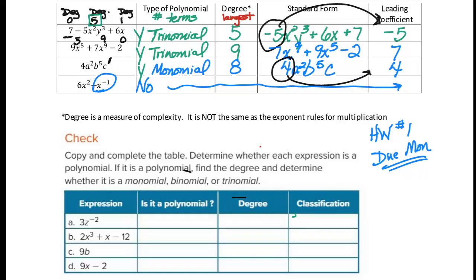Hang on to that. And Friday, we'll show you how to add and subtract polynomials. Not too bad, not too bad. Look at that. Half the homework done. Literally, she's doing so good.